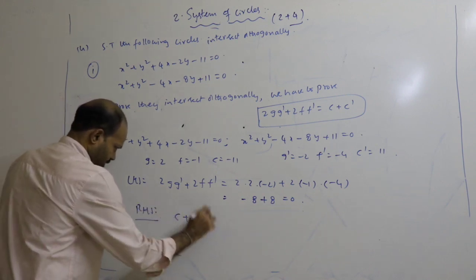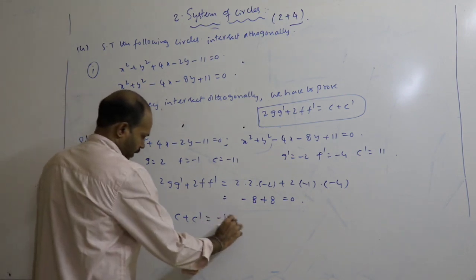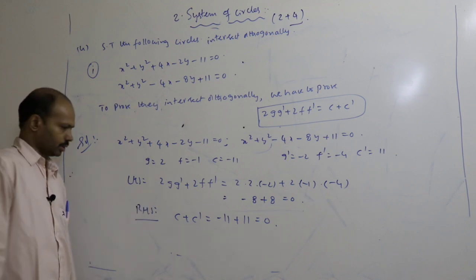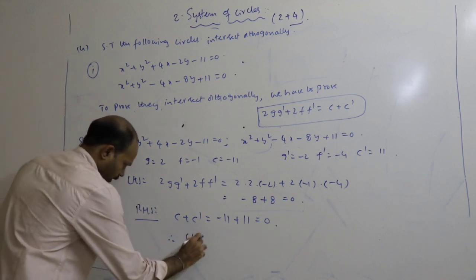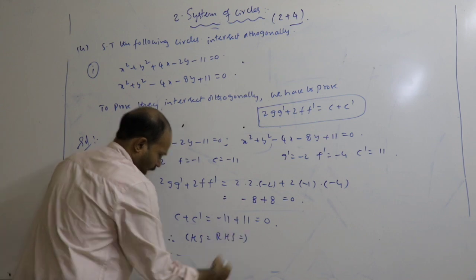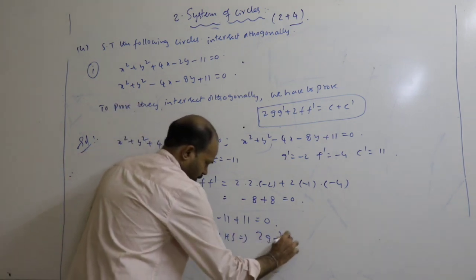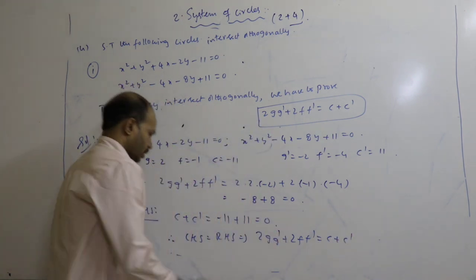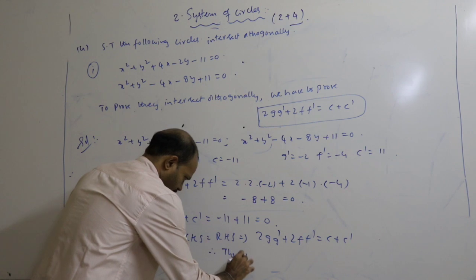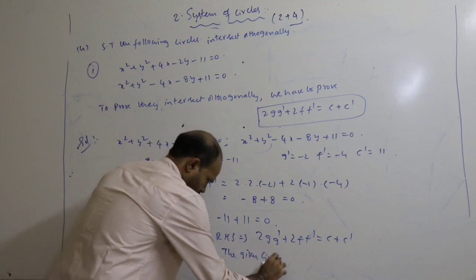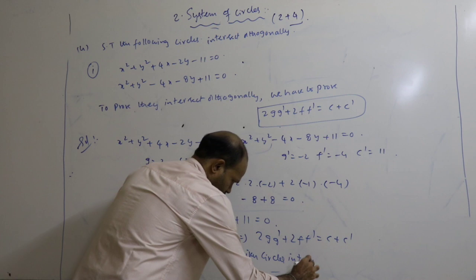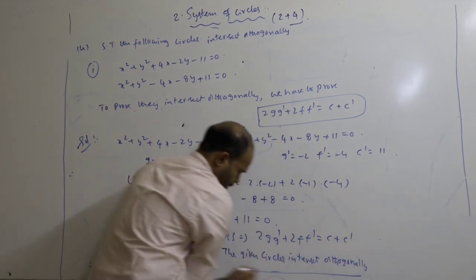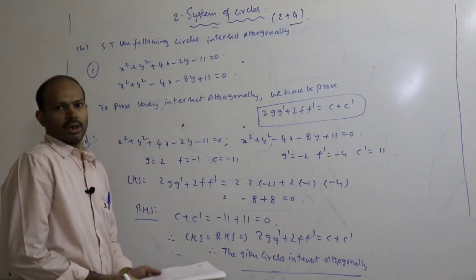Coming to RHS, what is c plus c dash? Minus 11 plus 11. So you got that also 0. Therefore, LHS is equal to RHS, which implies 2gg dash plus 2ff dash is equal to c plus c dash. Therefore, the given two circles intersect orthogonally.